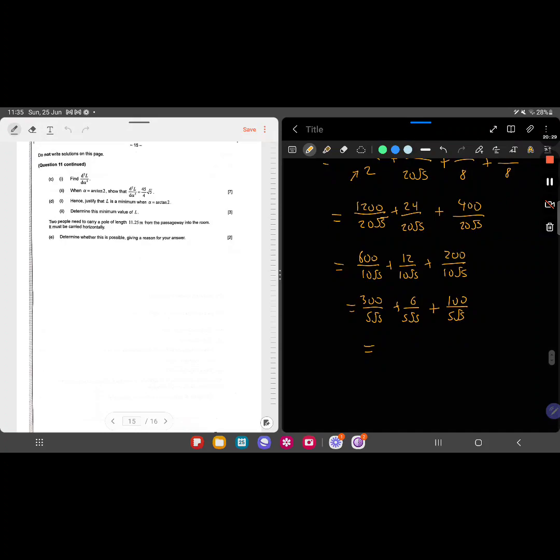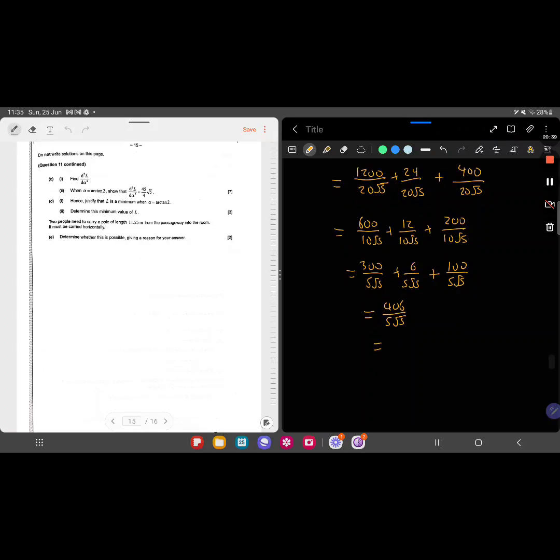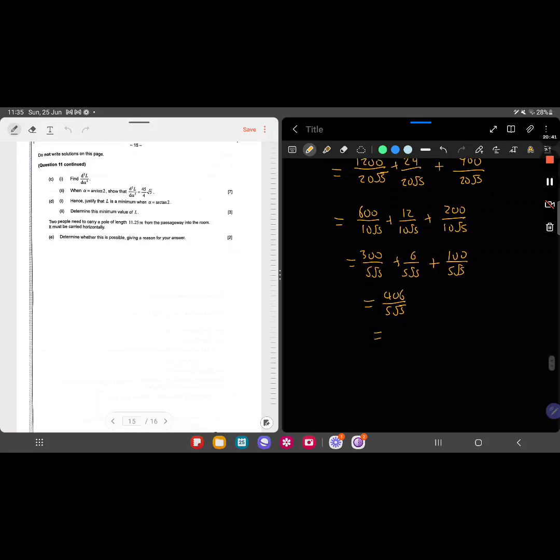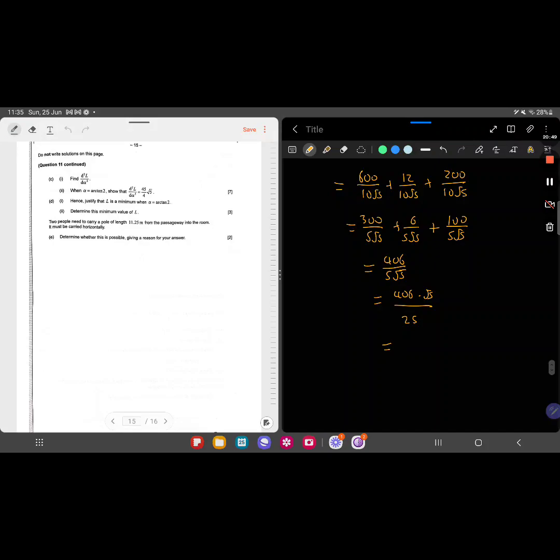Equals 406 over 5 root 5. Times root 5 on both sides is going to be 406 times root 5. Root 5 times root 5 is 25. And this is where I'm lost.